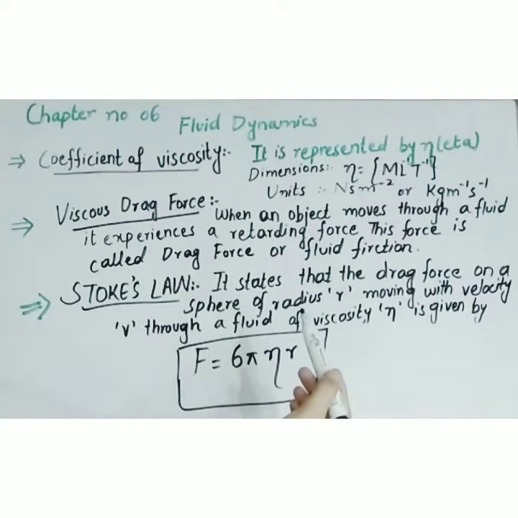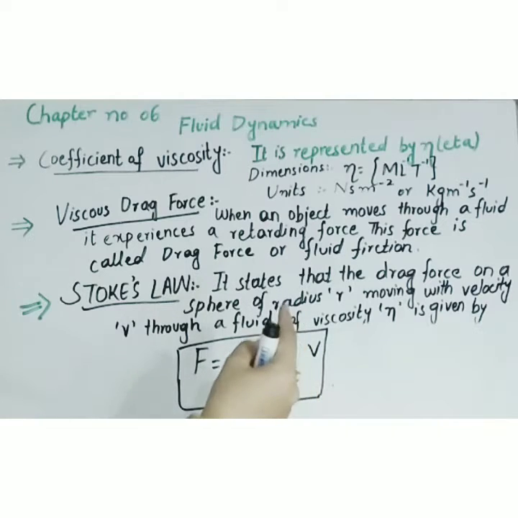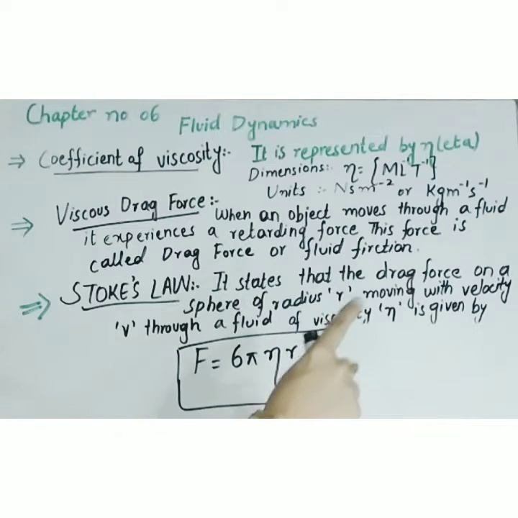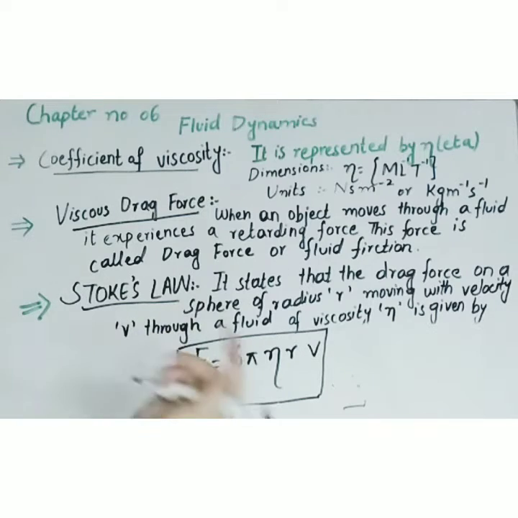Now we are moving forward and see what Stokes' law is and how we state it. It states that the drag force on a sphere of radius r moving with velocity v through a fluid of viscosity eta is given by F = 6 pi eta r v. Here viscosity is represented by eta, the radius of the sphere by r, and velocity by v. So Stokes' law: F = 6 pi eta r v. This is the basic Stokes' law.